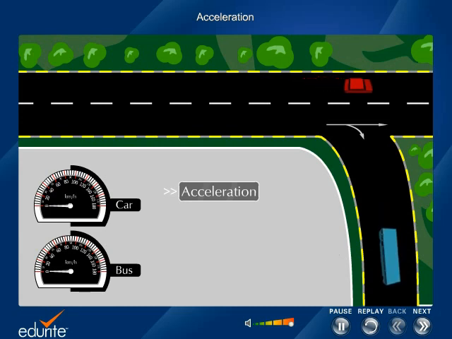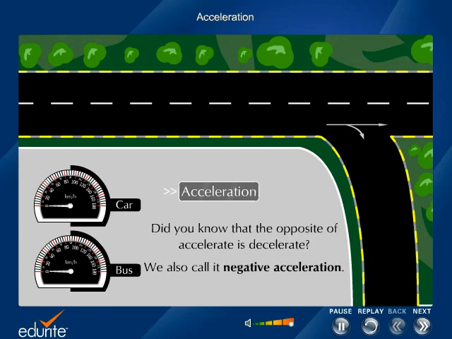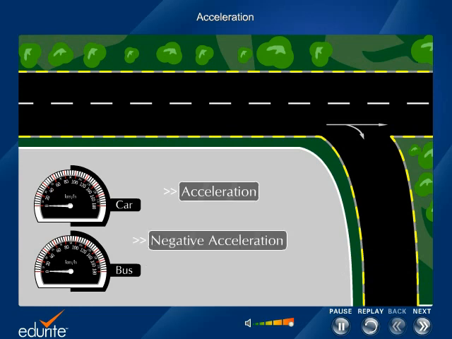When the bus slowed down, the speed of the bus decreased from 25 km per hour to 15 km per hour. We say that the bus was decelerating. Did you know that the opposite of accelerate is decelerate? We also call it negative acceleration. But the car maintained a speed of 15 km per hour. When the speed remains the same and the direction of movement does not change, no acceleration is taking place. We call this zero acceleration.